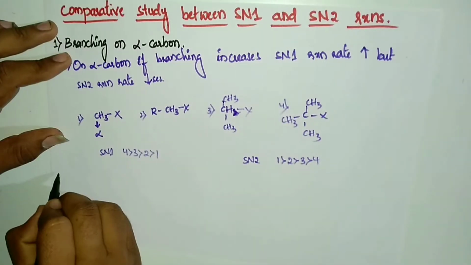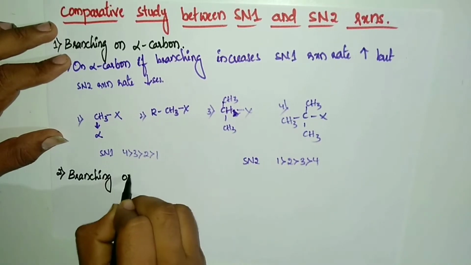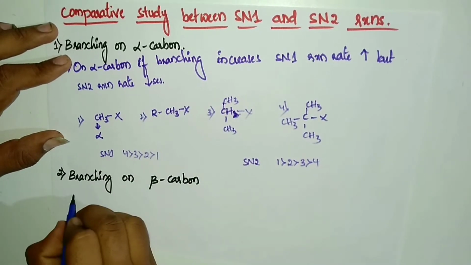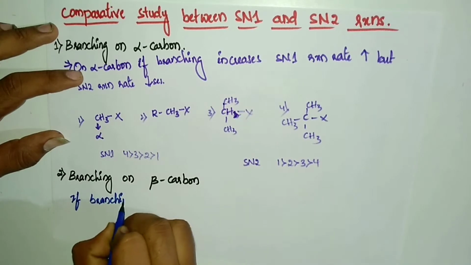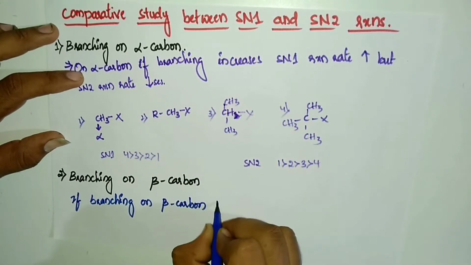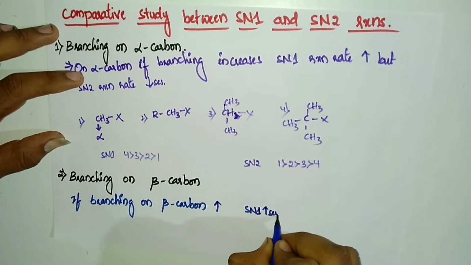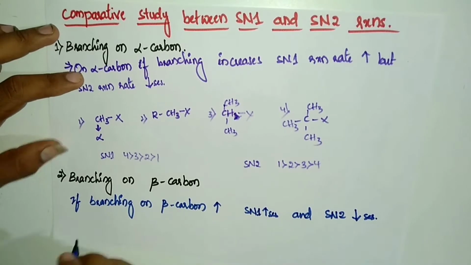And the second comparison is branching on beta carbon. So what happens about the branching on beta carbon? If branching on beta carbon increases, SN1 reaction rate increases and SN2 reaction rate decreases. So here, if branching increases, SN1 increases and SN2 decreases.